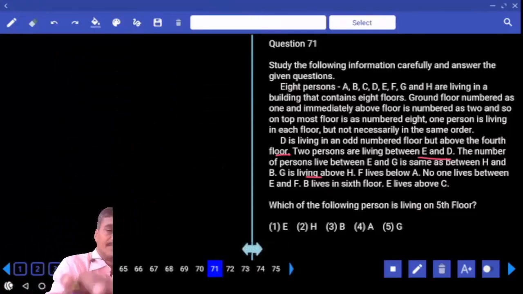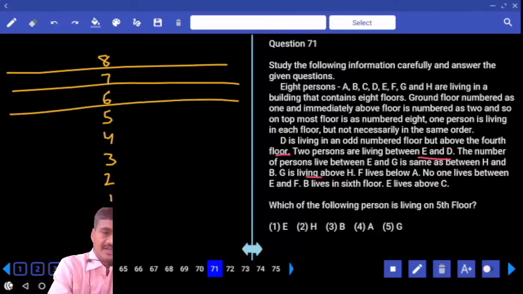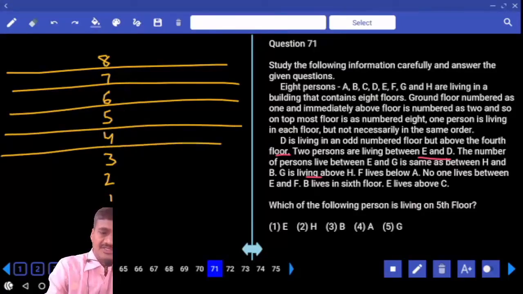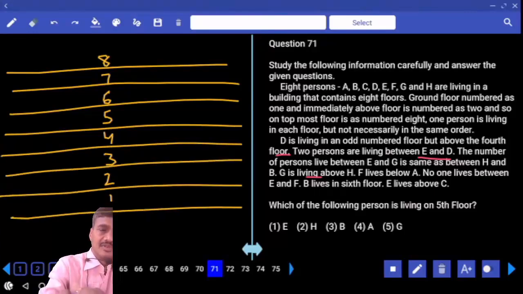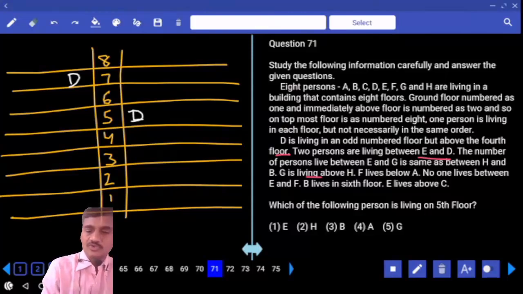Just a minute, we are coming. Now what are the floors we have? 8, 7, 6, 5, 4, 3, 2 and 1. Now in this one, what is the first information we have? D must be on an odd number floor above the 4th floor. Hence D can be either on the 7th floor or on the 5th floor. Then hence 2 possibilities in this. Now I am taking D here and D here. And next one, there are 2 persons between E and D. Can you take E at this place or not?